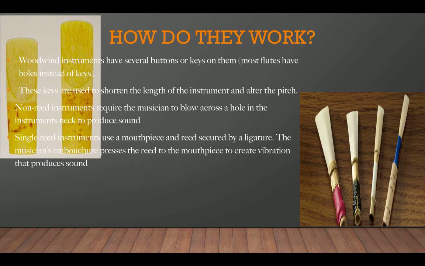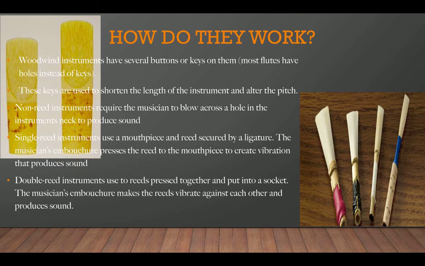Now, double reed instruments are a little bit different because they have two reeds that are kind of tied together. As you can see in this picture on the bottom right, they're tied together. And then you stick them into a socket on the instrument. So that would be oboe, English horn, and bassoon. And you stick it onto that socket.